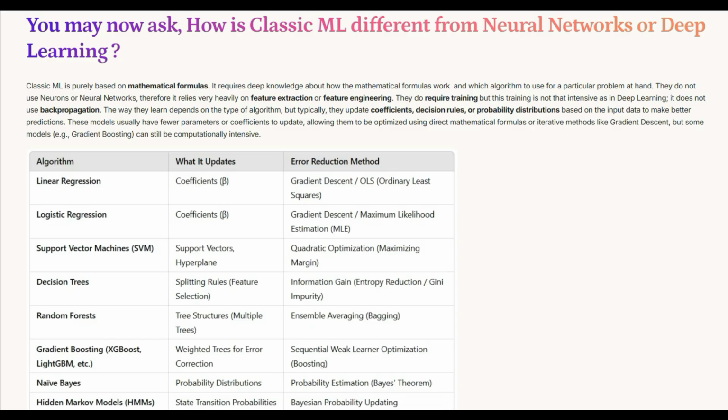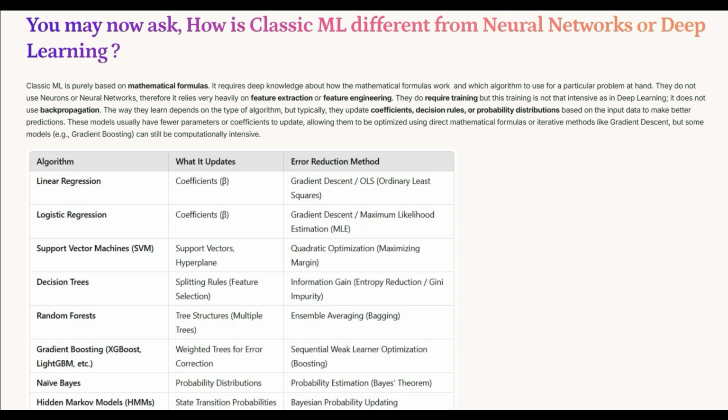You may now ask, how is classic ML different from neural networks or deep learning? Classic ML is purely based on mathematical formulas. It requires deep knowledge about how the mathematical formulas work and which algorithm to use for a particular problem at hand. They do not use neurons or neural networks, therefore it relies very heavily on feature extraction or feature engineering. They do require training, but this training is not as intensive as in deep learning, and it does not use backpropagation. The way they learn depends on the type of algorithm, but typically they update coefficients, decision rules, or probability distributions based on the input data to make better predictions.